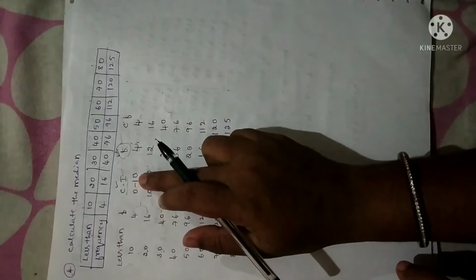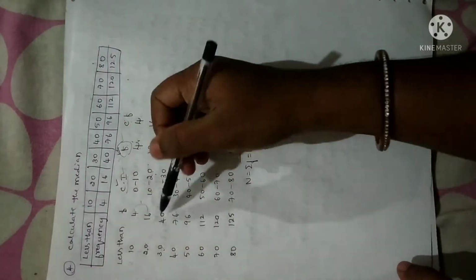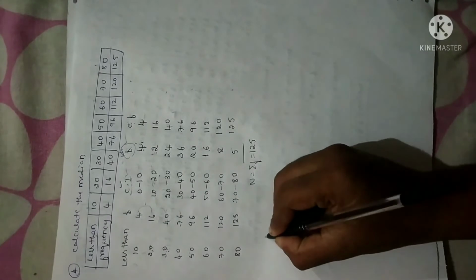Rest of the procedure will be same. Only thing is that you have to construct the class interval and the new frequency by subtracting the term, and the remaining procedure will be same. Now let me calculate.